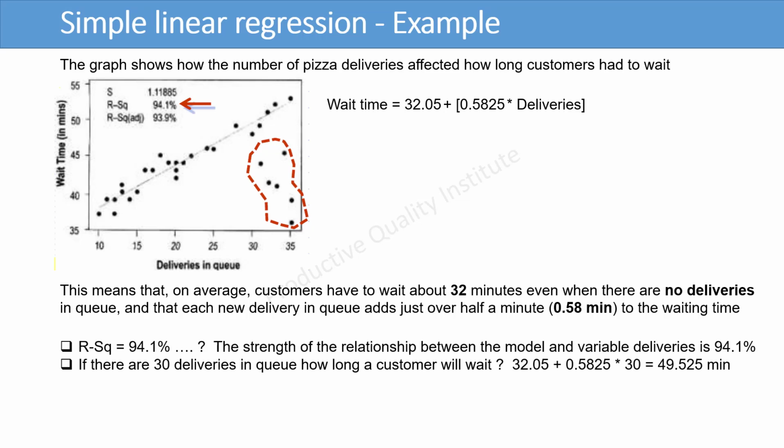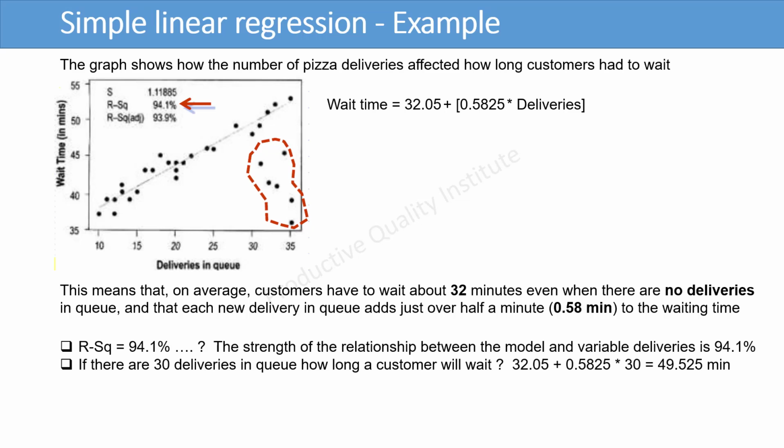Example for the simple linear regression. The graph has been generated with Excel, and it shows how the number of pizza deliveries affected how long customers had to wait. The generated relation is: wait time equals 32.05 plus 0.5825 times deliveries. This means that, on average, customers have to wait about 32 minutes, even when there are no deliveries in queue, and that each new delivery in queue adds just over half a minute, 0.58 minutes, to the waiting time.